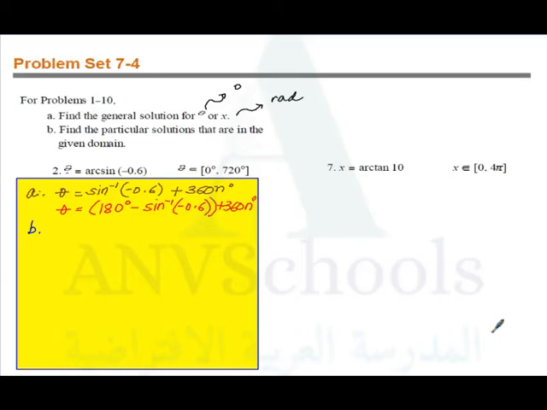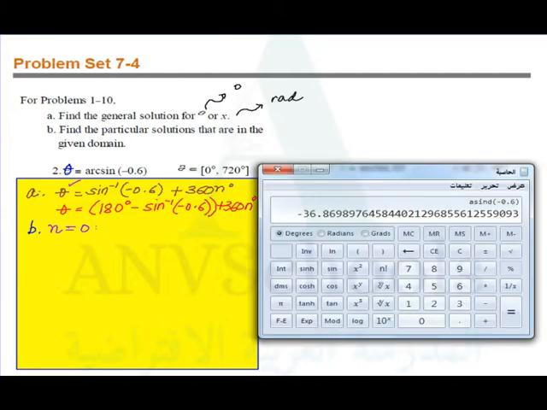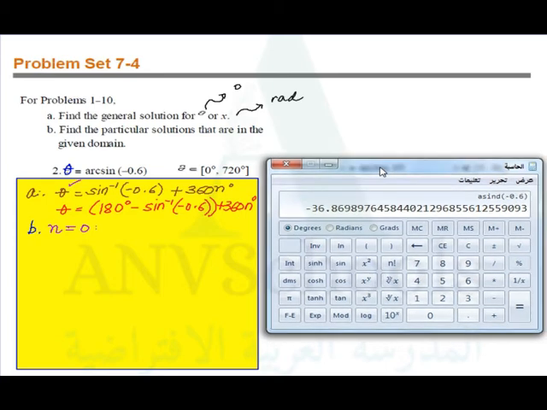So welcome back to problem 2, and our problem is theta is equal to arcsine of negative 0.6. In the previous video, we found the solution for n is equal to 0, and for this form we found that theta is negative, so we couldn't consider that. But for this form, since our theta is negative 36.8698, then we have to subtract it from 180.